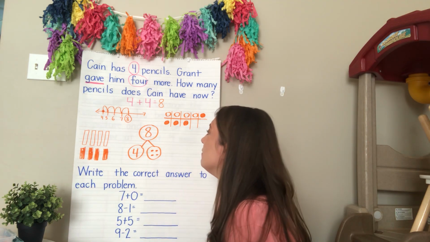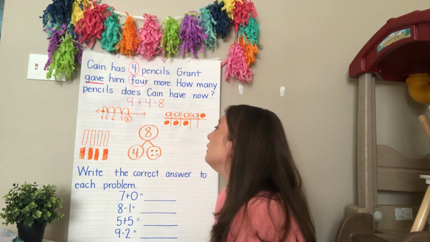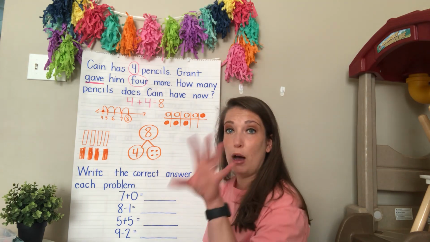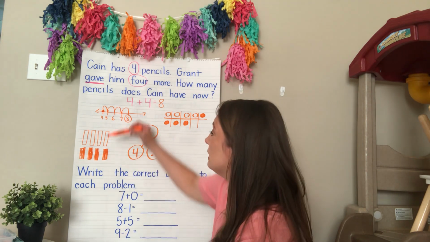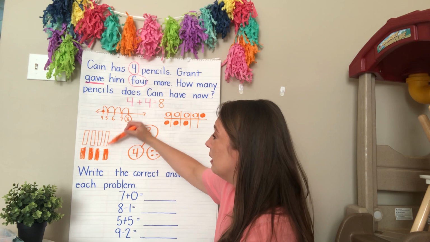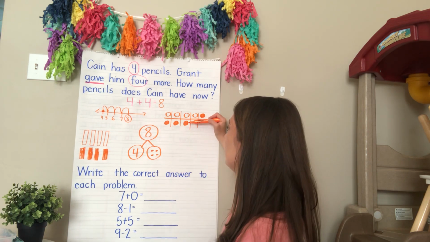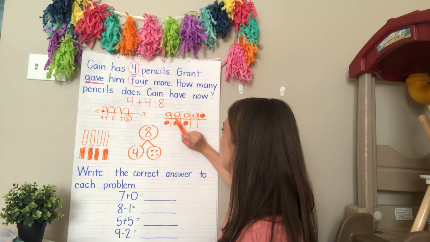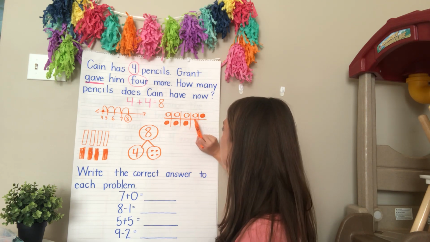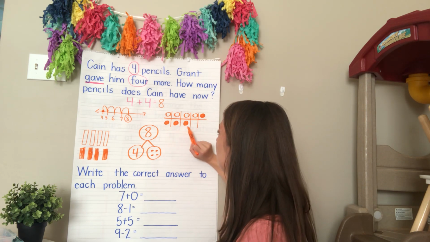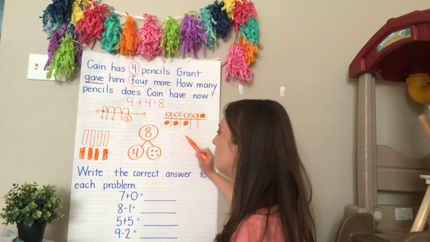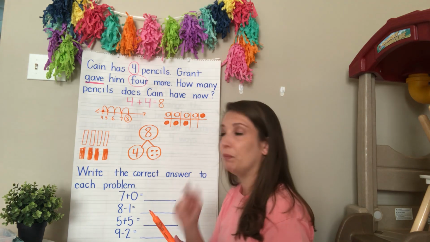So with all of these different strategies, you need to make sure that you can see the parts and the whole. So here's my 2 parts, but when I look at them all together, that is the whole. Same thing with the 10 frame. Here's my first part with the open circles, and then my second part with the closed circles, and when I count them all up, it is the whole.